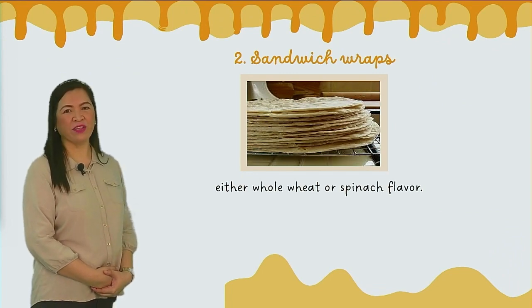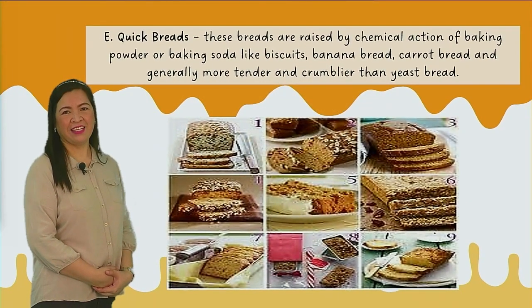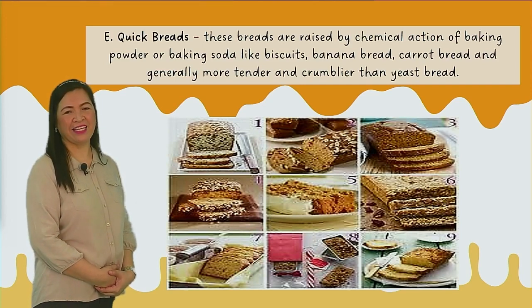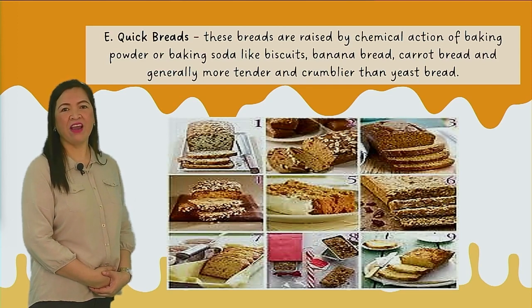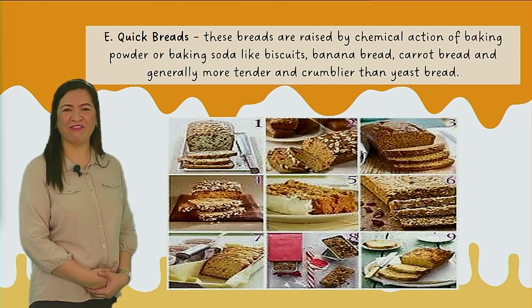And the last among the types are quick breads. These breads are raised by chemical action of baking powder or baking soda, like biscuits, banana bread, and carrot bread, and are generally more tender and crumbly than yeast bread. They are used for sweeter tasting sandwiches and are best for these sandwiches.